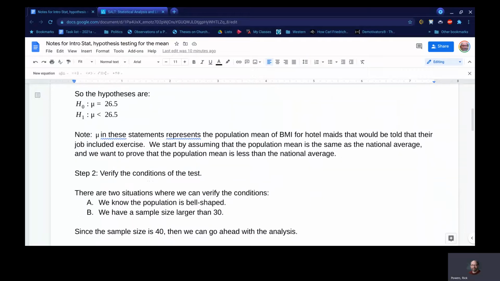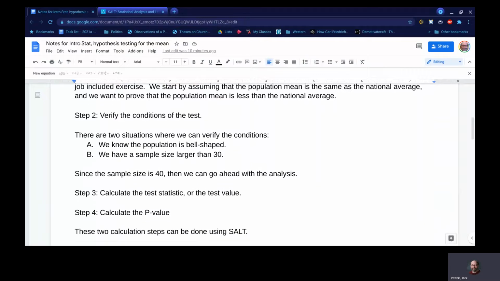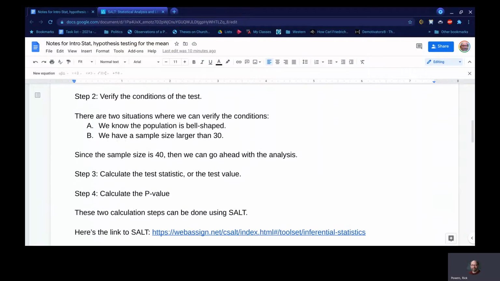Step 2, verify the conditions of the test. There are two situations where we can verify the conditions. A, we know the population is bell-shaped. B, we have a sample size larger than 30. Since the sample size is 40, we can go ahead with the analysis. Step 3, calculate the test statistic or the test value. And step 4, calculate the p-value. These two calculation steps can be done using SALT. Here's the link to SALT.